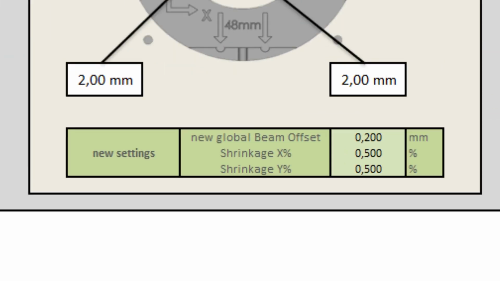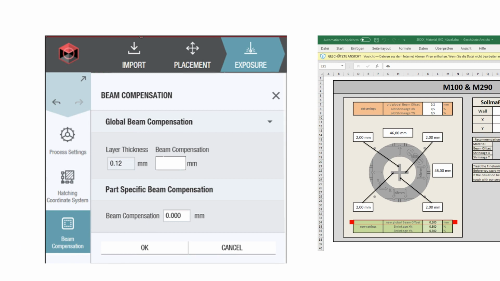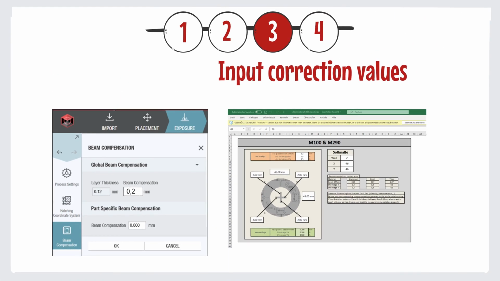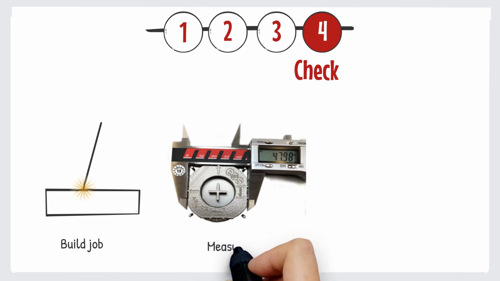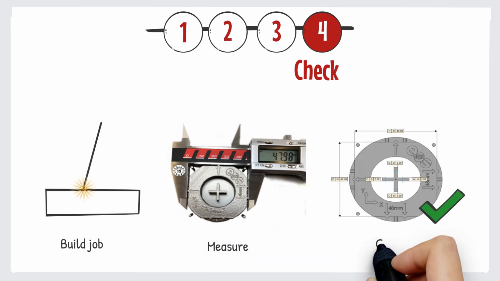In this table you see the value for the updated beam offset and also for shrinkage, which will be treated in another video. The new global beam offset value is then typed into the eSprint software. The last step is, of course, to check whether the beam offset is correct. So you build a job again, measure it, and see whether it is dimensional accurate.